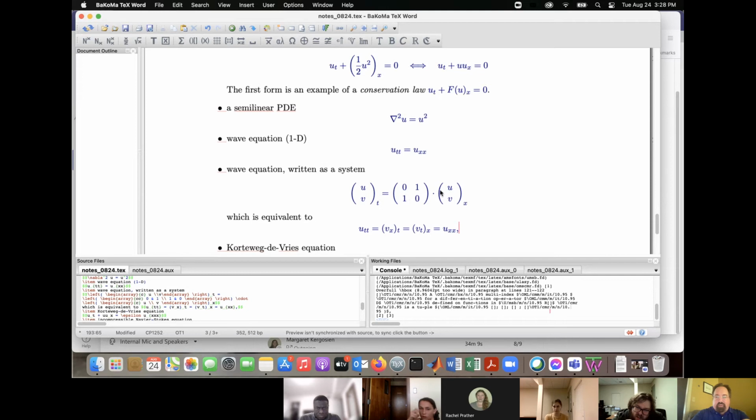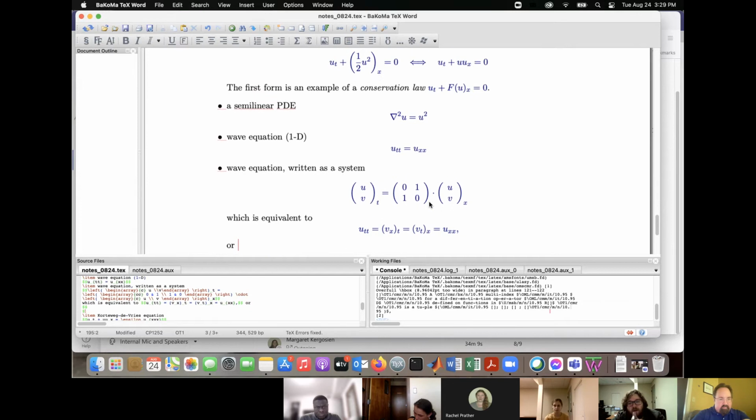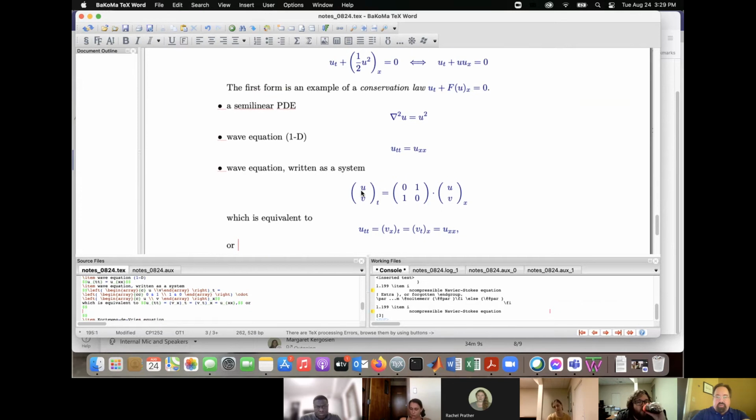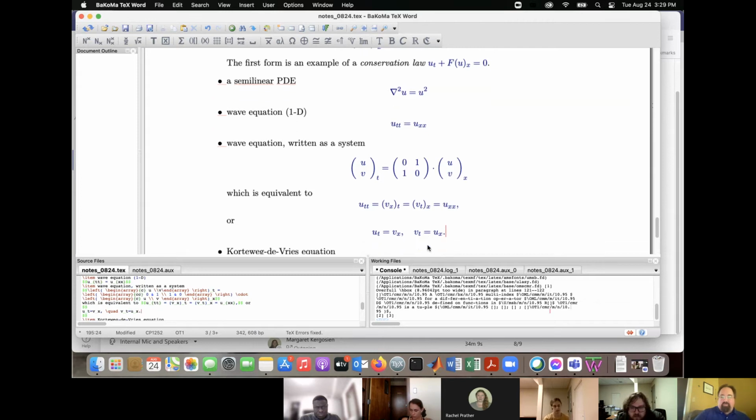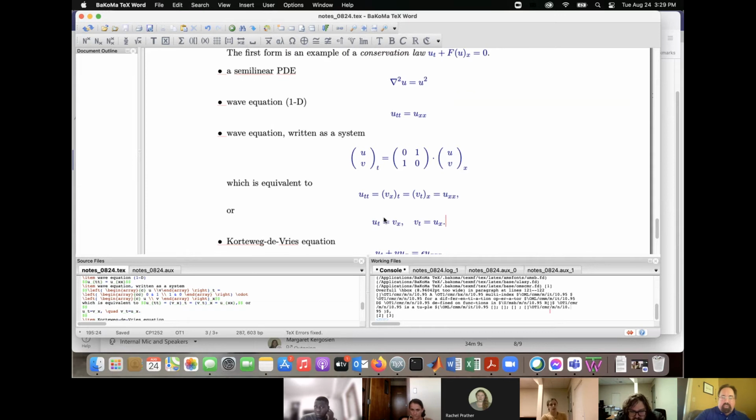If I were to carry out this matrix vector multiplication, I would have the first equation, du/dt on the left side is equal to, if I carry this out, 0 times u_x plus 1 times v_x, so u_t is v_x. And then dv/dt is equal to the second row of this, which would give me du/dx. So what we have here is two linear advection equations, because you have first derivative with respect to t, first derivative with respect to x, just of different functions.